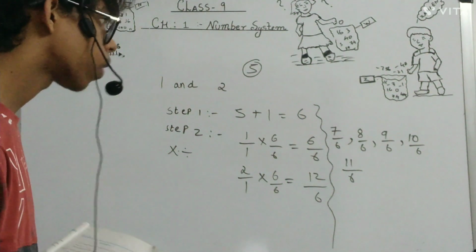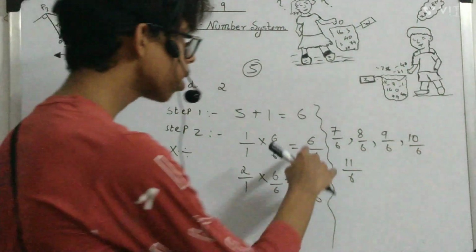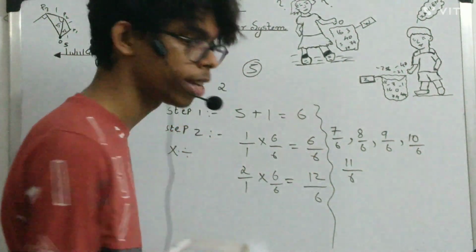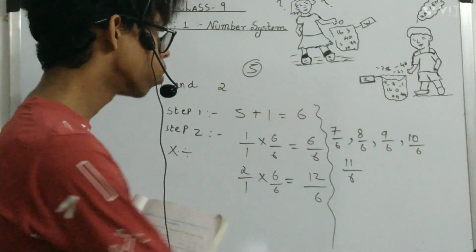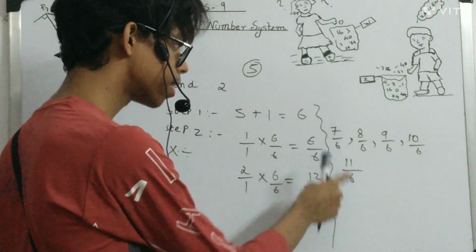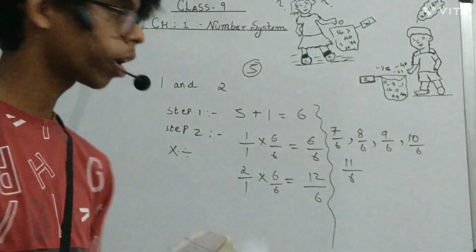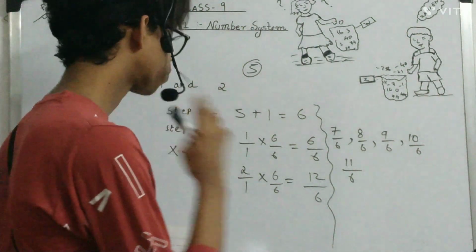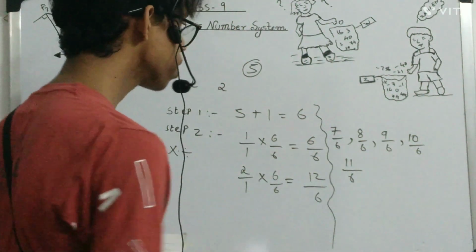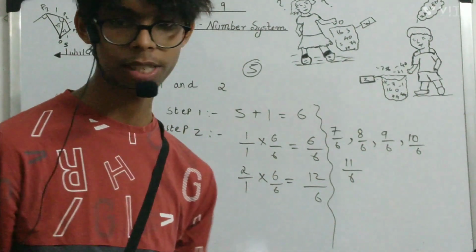Now, when you write these 5 rational numbers, never include 6 by 6 and 12 by 6 as your rational numbers. They are asking you to find in between. So you should always start from 7 by 6 and end at 11 by 6. You cannot include these two. So from here we got 5 rational numbers between any two numbers.